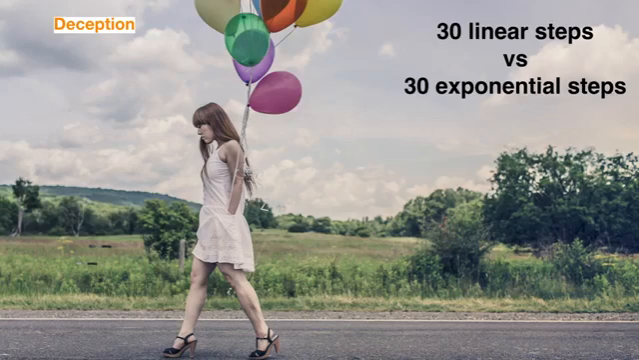If you go outside right now and you take 30 linear steps, so take 30 steps right in a row, you'll go about 30 yards, about 30 meters. Now take 30 exponential steps. So the first step you take is your normal stride. The second step is twice as long. The third step is twice as long as the second one. The fourth step is twice as long as the third one, and so forth and so on.